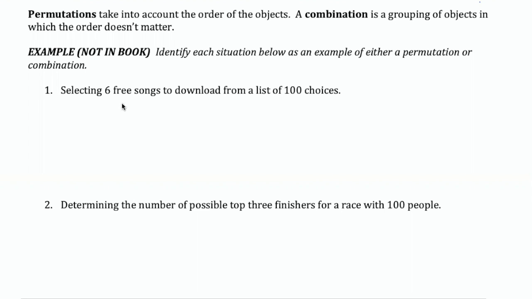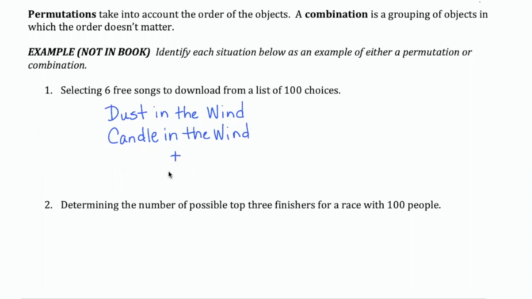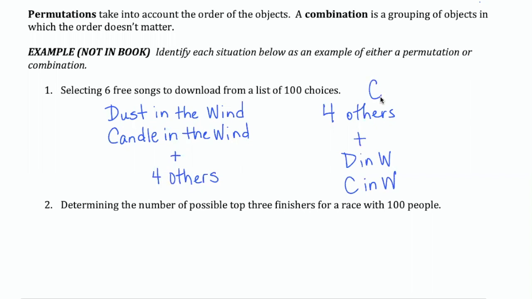So if I download Dust in the Wind and then Candle in the Wind, sticking with the theme, and then let's say plus 4 others, would I want to count that as a different arrangement than me getting 4 others plus the Dust in the Wind and the Candle in the Wind? And the answer is there's no difference between these two because I end up with the same 6 songs and the order in which I downloaded them is not relevant. So that would make this first situation a combination.